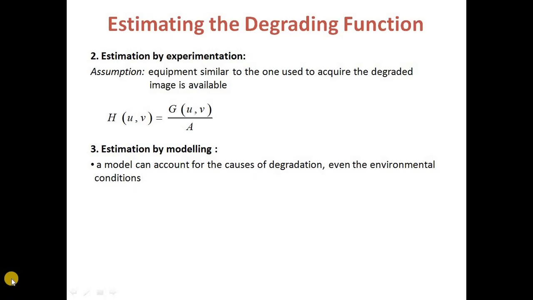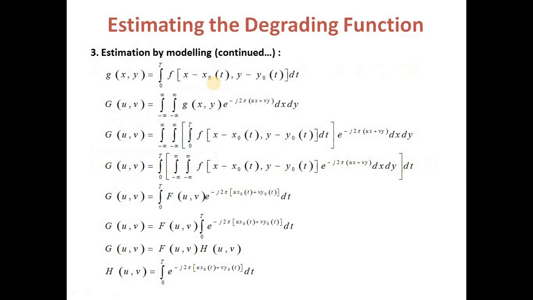In order to demonstrate the estimation of the degradation function by modeling, we will demonstrate a case of image degradation when the image is degraded due to a relative motion of the imaging system, a relative motion of the sensor with respect to the scene being imaged. So in this case the image has been degraded due to motion blur. The image has been blurred due to a uniform linear motion between the image and the sensor during the image acquisition.